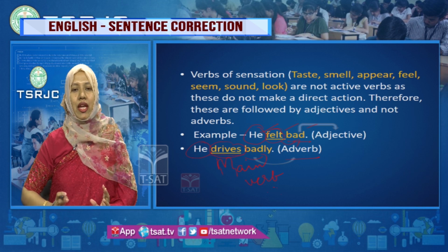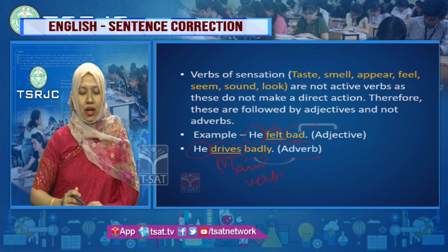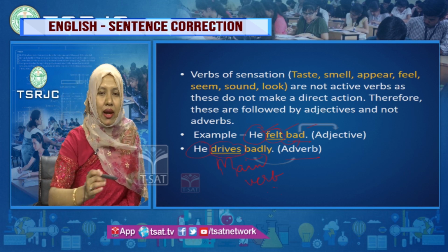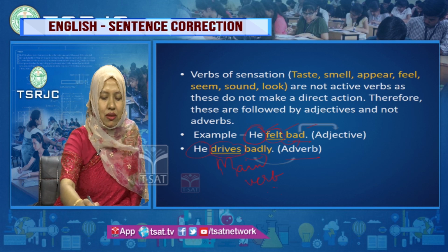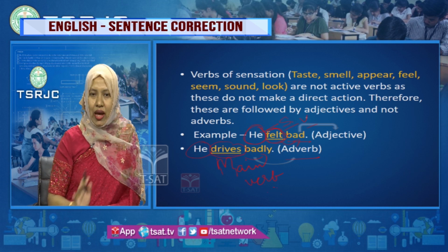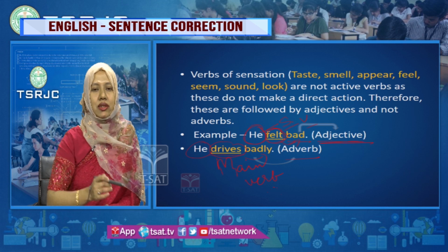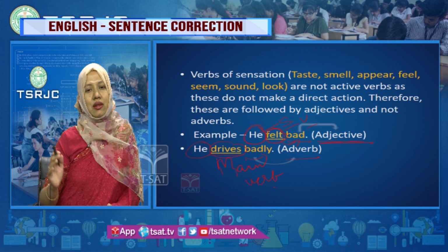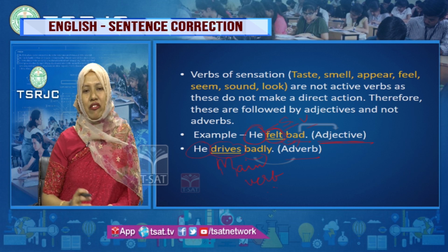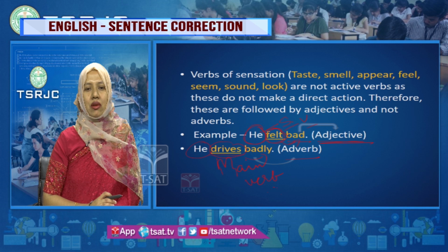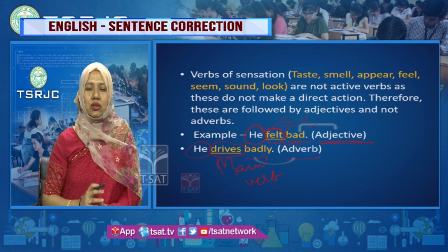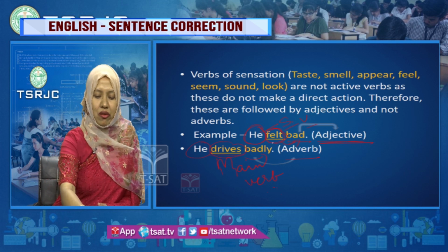For example, he felt bad. In this sentence, he is the subject, felt is the verb, a sensational verb. So it is not an active verb. You cannot see his feeling. You have to describe it. So you have to use a describing word, that is, an adjective. He felt bad. He felt happy. He felt sad. He felt excited. These words, adjectives, can be used after the verb felt.